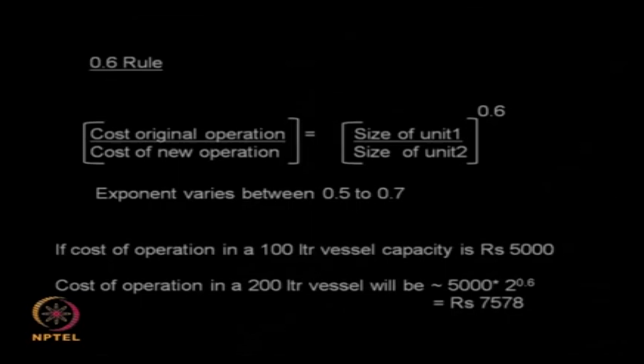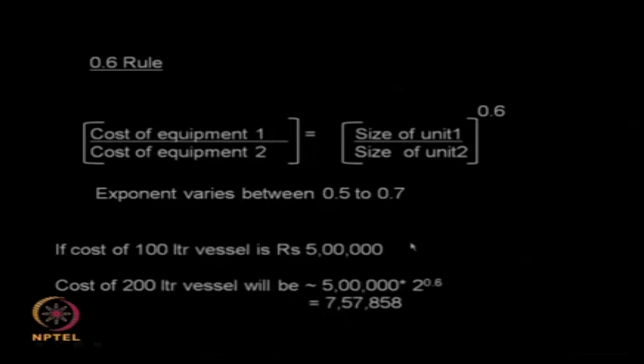So it is not 10,000 but less than 10,000; it comes out to be 7,578. So this 0.6 rule is very useful. Sometimes, depending upon the type of equipment, this exponent may change. If it is a very complicated equipment, it may go to 0.7; if it is not so complicated, it may become 0.5. So all it says is, just because the vessel size has moved from 100 liter to 200 liter, you cannot just multiply by 2, 5,000 and say it is 10,000 rupees; it will be less than that. The same 0.6 rule can also be used for getting the price of an equipment.